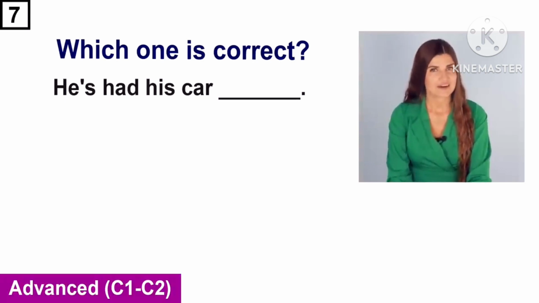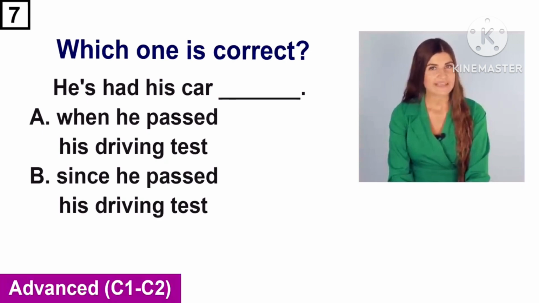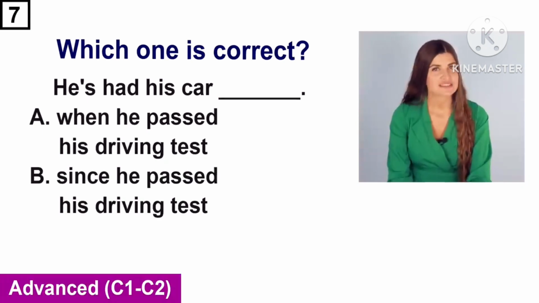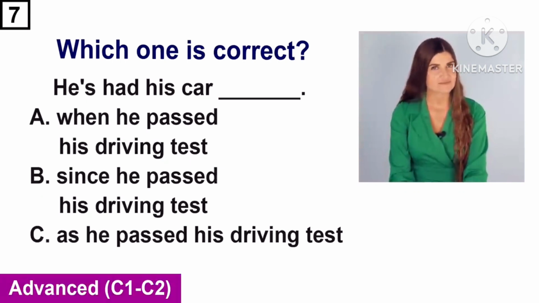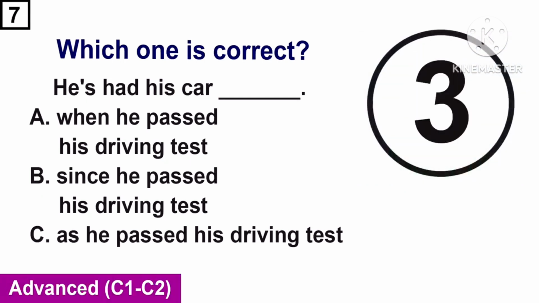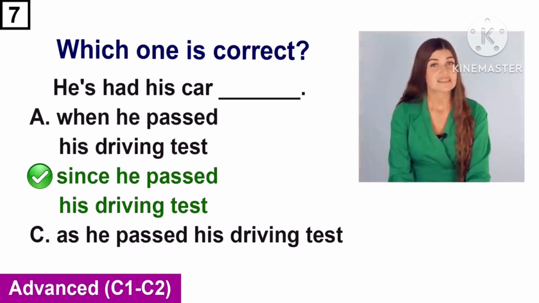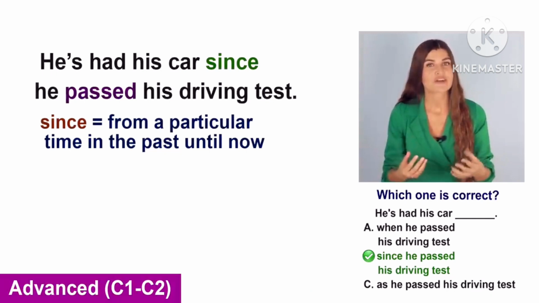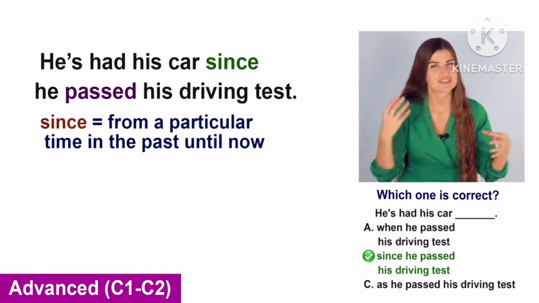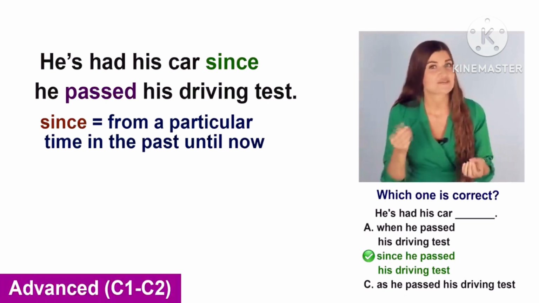The next question. He's had his car ___. A. When he passed his driving test. B. Since he passed his driving test. C. As he passed his driving test. He's had his car since he passed his driving test. Since is an adverb of time. Here we have the situation where he had his car from a particular time in the past until now. That's why the answer is B.